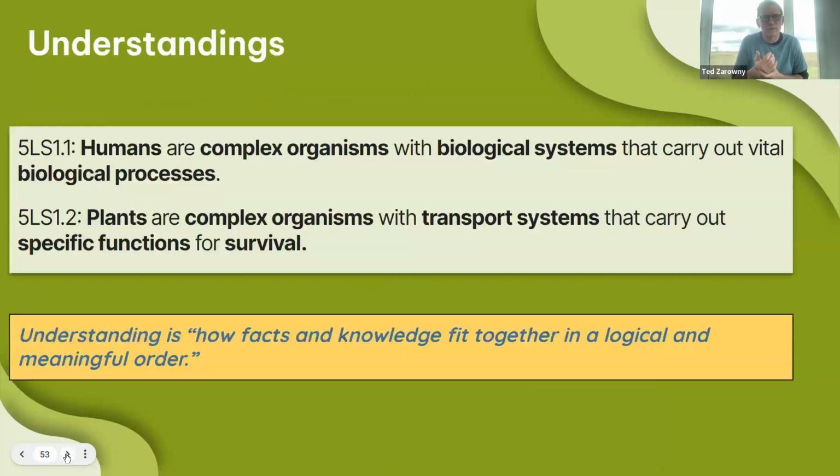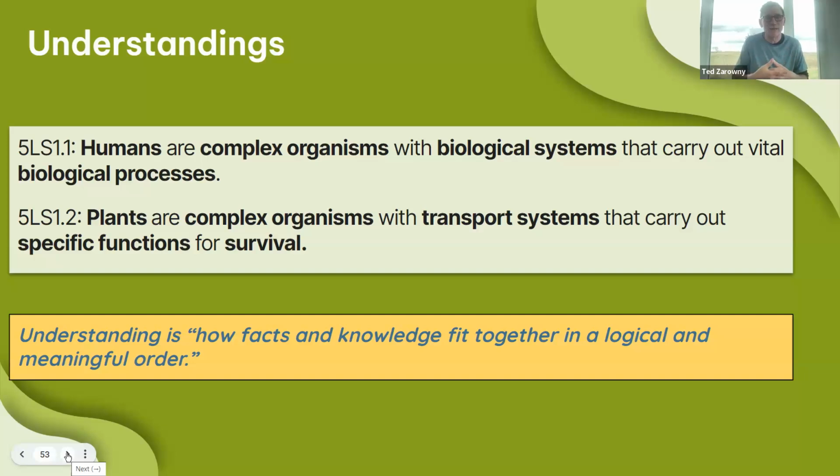So we'll see, I think there's just the 2 understandings with this one. They're fairly specific. That humans are complex organisms with biological systems that can carry out vital biological processes. But you can see then how Chris and I have developed those individual concepts. Organisms was one that was done in grade 4, but the biological systems and biological processes are being added onto that now.